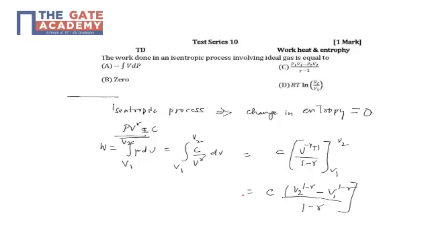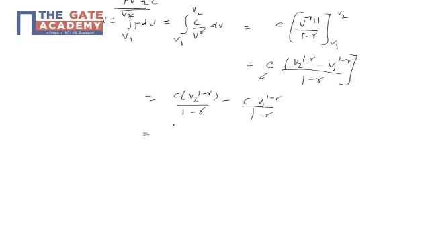And now if you substitute C, you can further simplify into C V2^(1-γ) by 1-γ minus C V1^(1-γ) by 1-γ. So now for substituting this C, remember that at the two states 1 and 2 we can substitute in this equation. Because both the state points satisfy the curve, P1 V1^γ is equal to constant, P2 V2^γ is equal to constant.